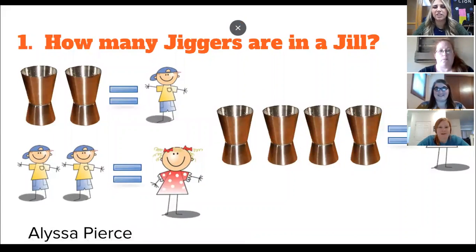Alyssa, how many jiggers are in a jill? That's a good question. Well, to find the answer, we need to look at what we already know. So we know that 2 jiggers equals 1 jack, and 2 jack equals 1 jill. Now, how do we figure out how many jiggers equal a jill?